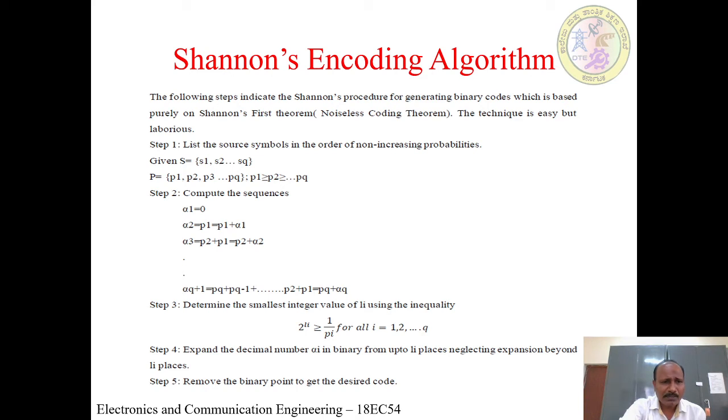Step 4 is to expand the decimal numbers of alpha i in binary form up to Li places, neglecting expansion beyond the Li places. And the last step is to remove the binary point to get the desired code. So let us consider one example.